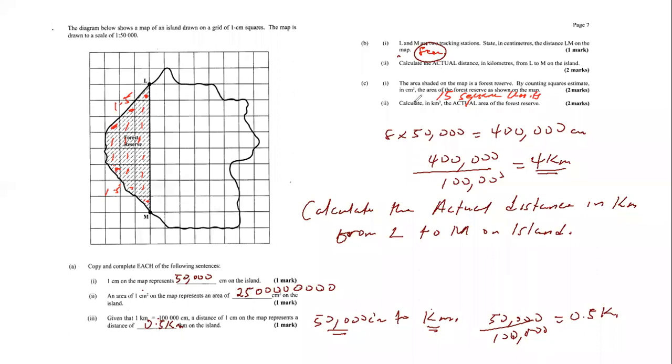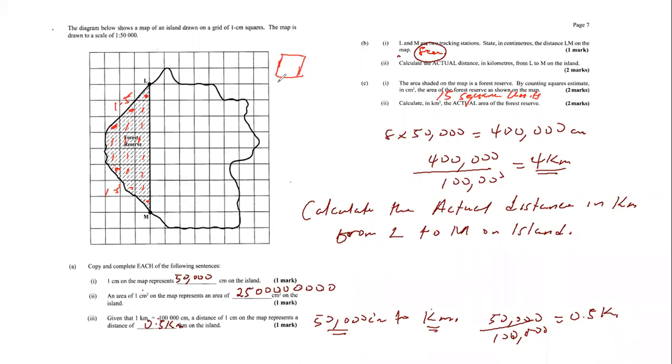Then the last question: they say to calculate in kilometers the actual area of the forest, right? So how do I calculate the actual area of the forest now? We counted 15 boxes, right? So we need to calculate the area for one box in kilometers, because they want the answer in kilometers. So look at it. I'm going to draw this. So this is one box. What is the side of one box?